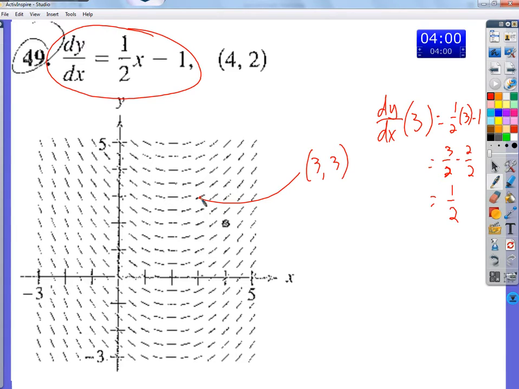So we aim ourselves at up 1 and over 3. Up 1 and over 1, 2, this would be about 3. And aim at this point, 1 up, 1 over 3. That's how we get this little dash right there. It's just the value of the slope of the original function.